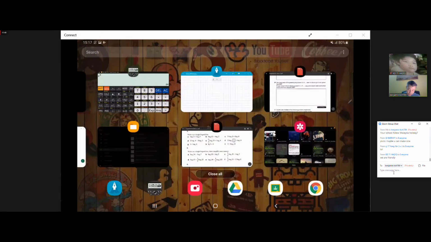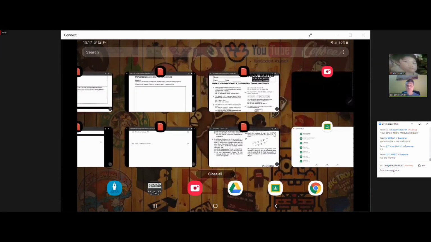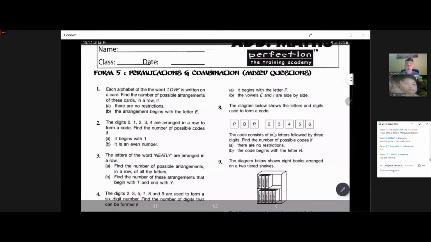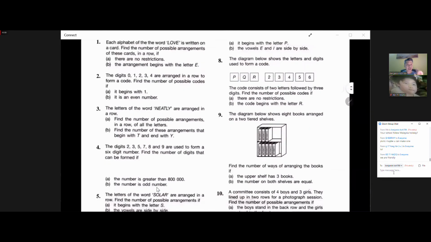I'm going to continue first with this one. Okay, I'm going to continue with this one. I think today I need to continue with question number 9, right? Okay, we continue with question number 9. Okay, but let me recap first.